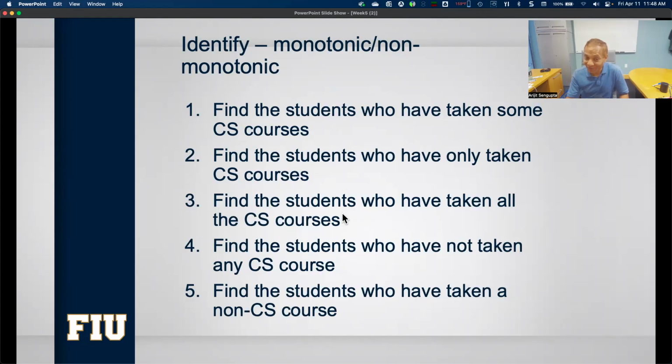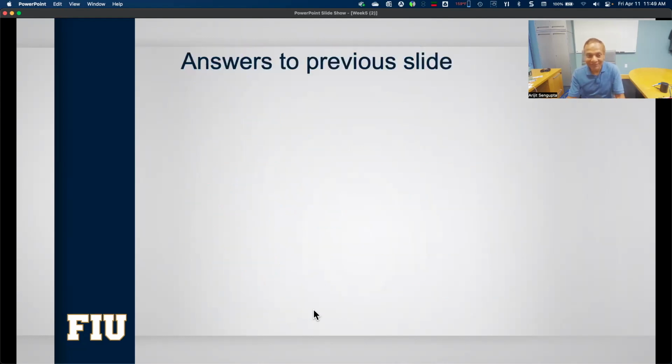That's pretty interesting. Students who have taken all the CS courses. Many of you would think this was monotonic, but think a little more. It's a hint. Find the students who have not taken any CS course. Now, that hopefully is pretty obvious to most of you now. And this one is a little tricky because I put a little negative logic in there. Find the students who have taken a non-CS course. But it turns out this one is actually a monotonic query. All right, so what's the answer to these five?